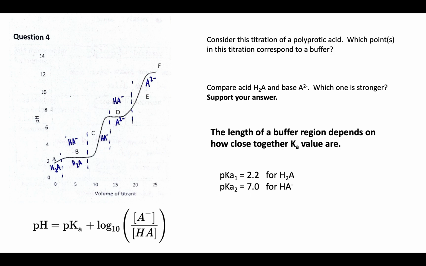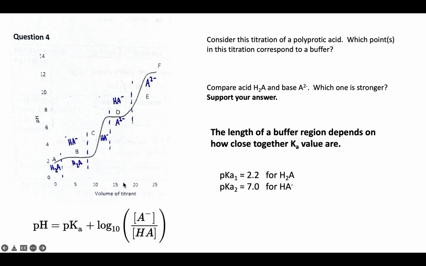Now, this idea of comparing the strength of H2A as an acid with the base A²⁻: when I was asking here, support your answer, people looked at the different titration curves and took away different information. One thing that people commented on was the length of the buffer regions, buffer region B versus buffer region D. That actually isn't dependent on the strength. That depends on how close together the Ka values are. The closer together, the more they end up getting merged, and you don't have as long of a plateau. That's what that feature is describing.